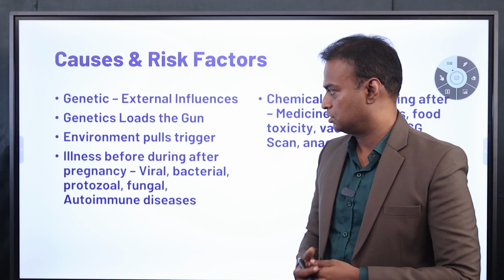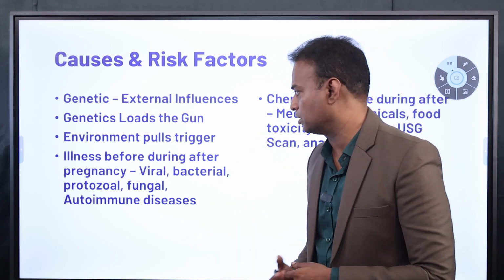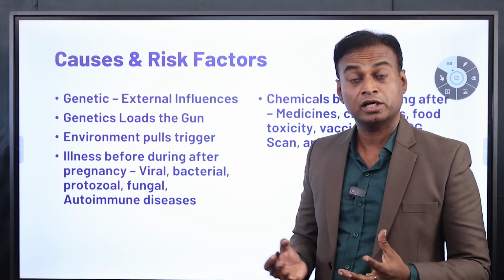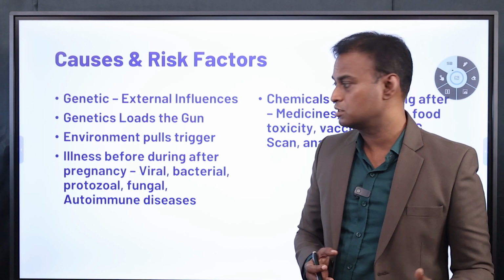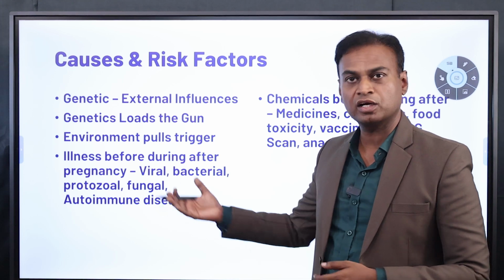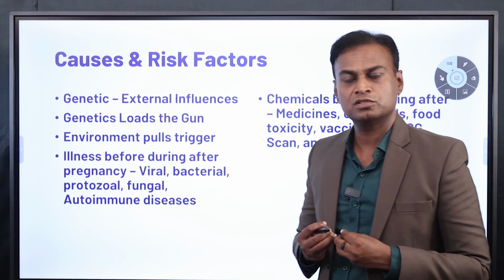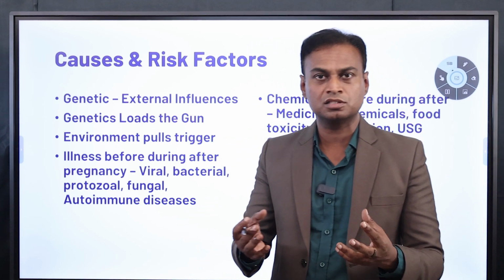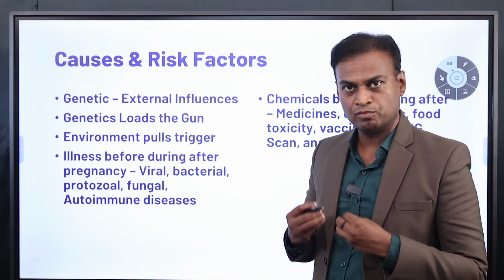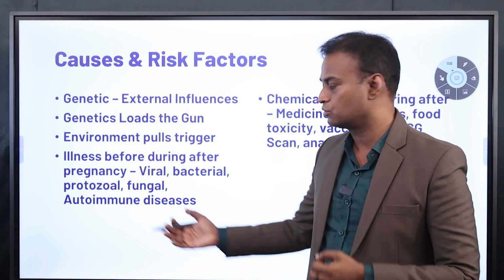So what are all these? It can be during pregnancy, before pregnancy, or after pregnancy. What are these environmental changes? Viral infections. These viral infections during pregnancy or before pregnancy can lead to these problems. Bacterial infections, protozoal infections, fungal infections. In the same way, autoimmune disorders. Autoimmune disorders means normally your immune system should identify external organisms as enemies and kill them. But in autoimmune disorders, your body cells kill your body cells. Your immunity is going to kill your good body cells. That is known as autoimmune disorders.